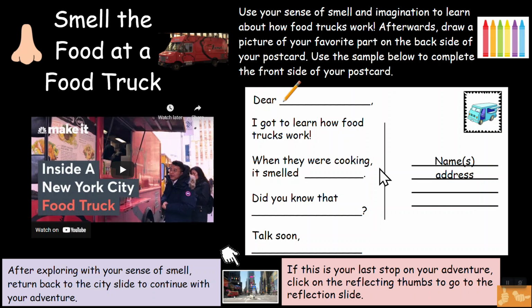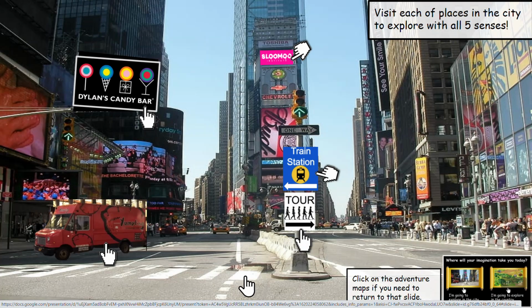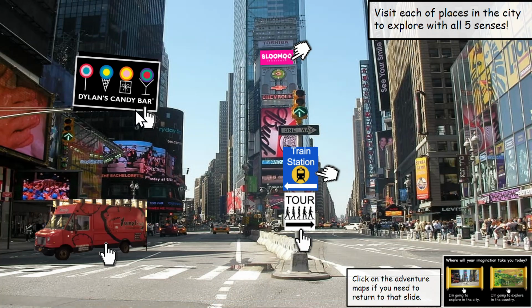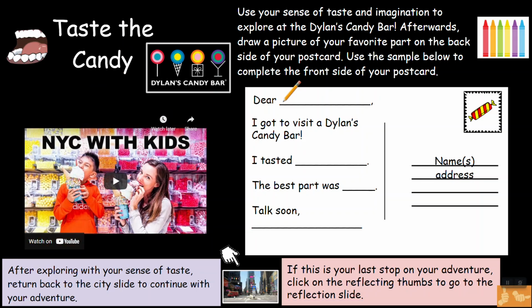If not, and if you've done that part too, you can come over to this picture on the bottom to go back to the city slide to continue with your adventure. Okay, so we click there. Here we are back again. You can click on another picture to go explore with another sense. Okay, and you continue with that pattern of using your sense of whatever's on the slide. This one, we're thinking about the sense of taste to explore Dylan's candy bar store. Okay, if you want to do the postcard part, it's right there for you. Okay, and then you can go back to the city to continue with your adventure.